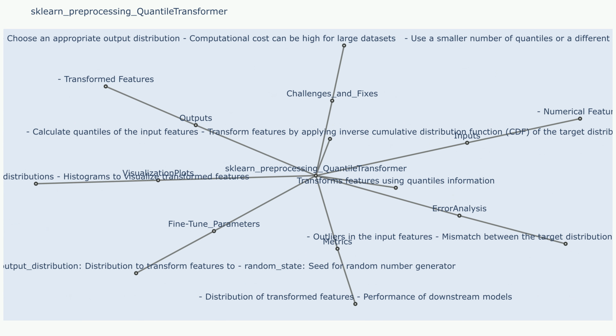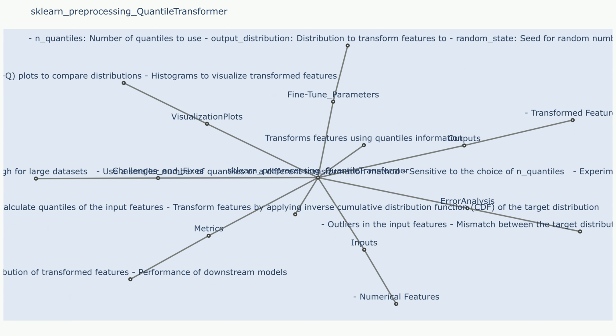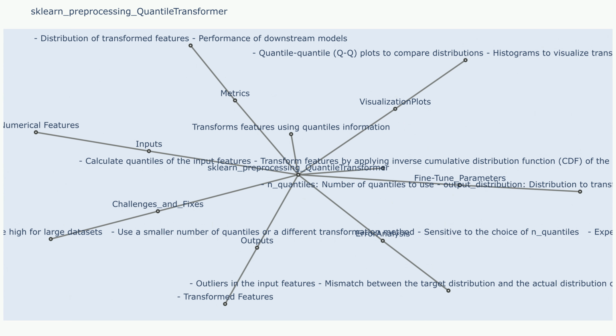Challenge 2: memory consumption. The quantile transformer can require significant memory, especially when dealing with large datasets. Sample use case that resulted in challenge 2: when working with a dataset with millions of samples and thousands of features, the memory required to store the quantiles and perform the transformation might become excessive.